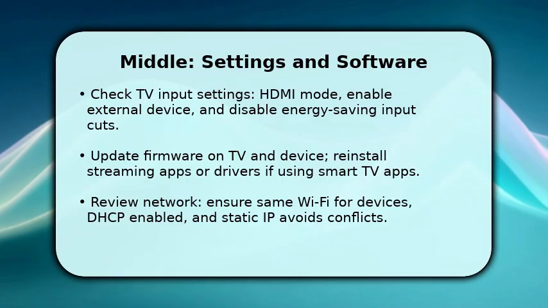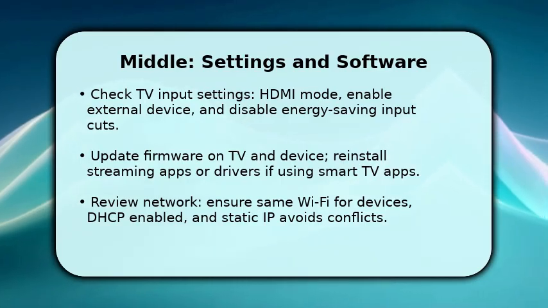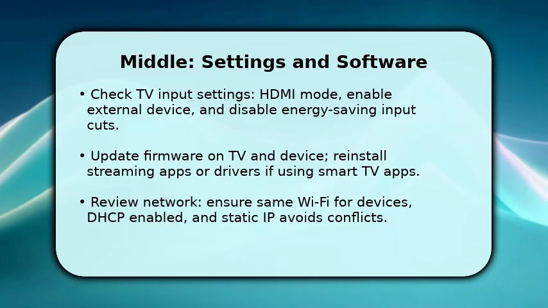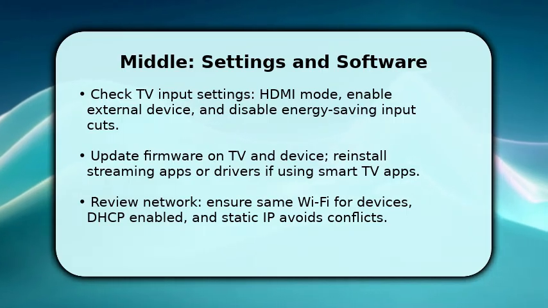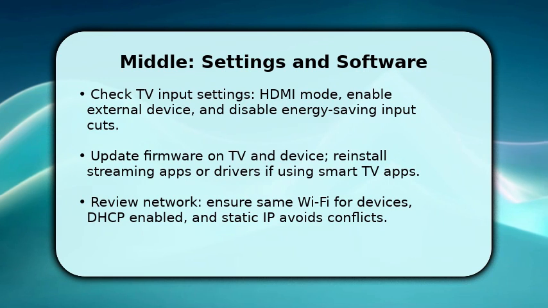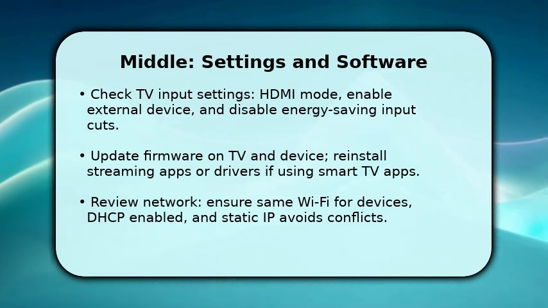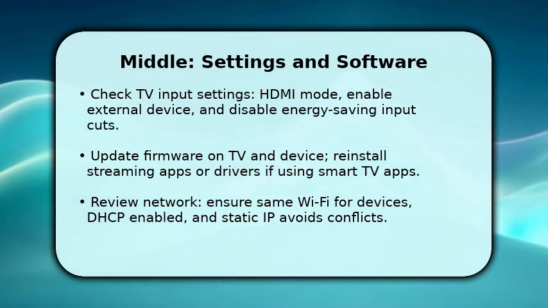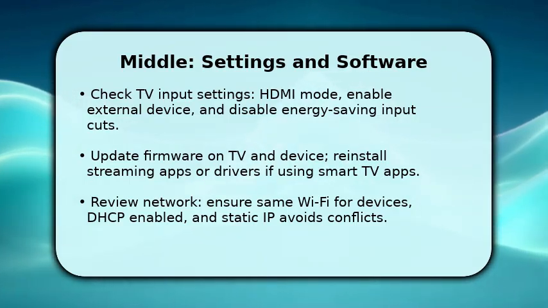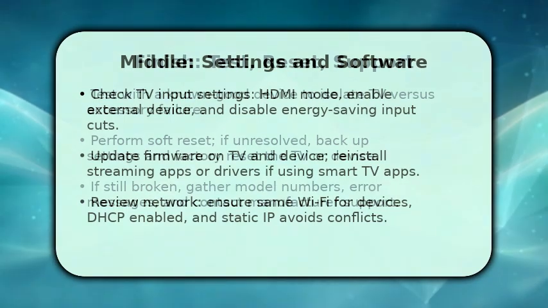Next, update firmware on both the TV and the media device and reinstall the app or driver you use. Outdated software often breaks detection. Also make sure network settings match if streaming, same Wi-Fi, DHCP active, or a proper static IP to prevent address conflicts. You finish by isolating the cause and applying final remedies.